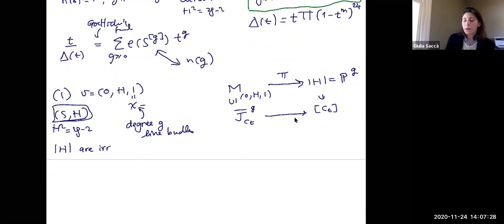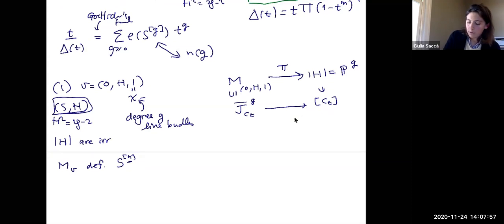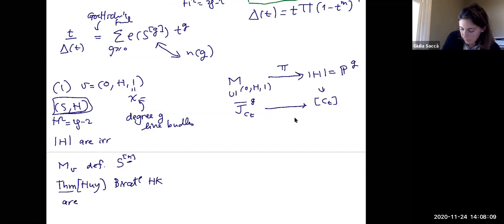And so I said earlier that if I take a moduli space of sheaves or Bridgeland stable objects on a K3, that is deformation equivalent to the Hilbert scheme of points on a K3 for the appropriate n. And I didn't really say why. And so let me just give you a rough idea of why that's true. And this follows from the theorem of Huybrechts, which says that birational hyperkähler manifolds are deformation equivalent.